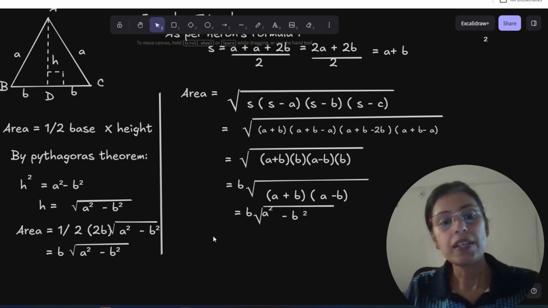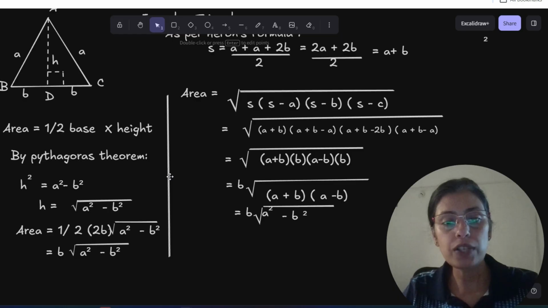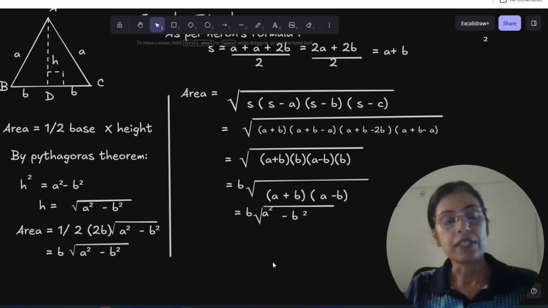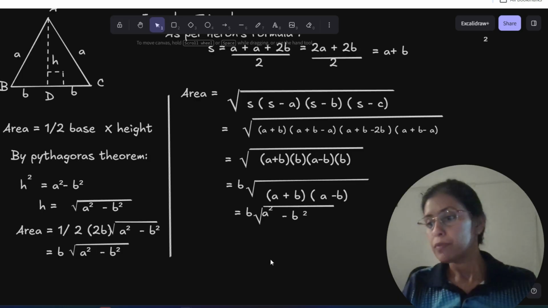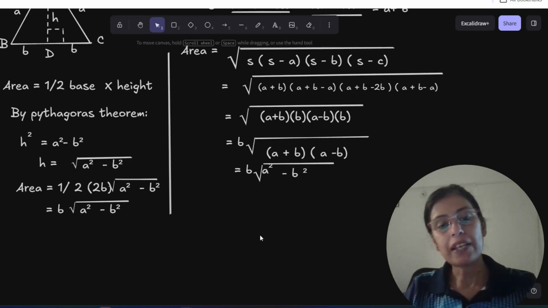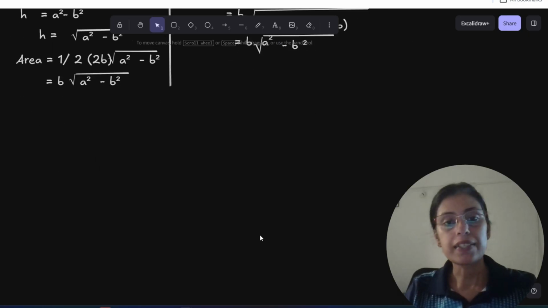So what do we see? With both the formulas, we are getting the same result, right? So let's start. Let's take another example. Another example with a right angle triangle.